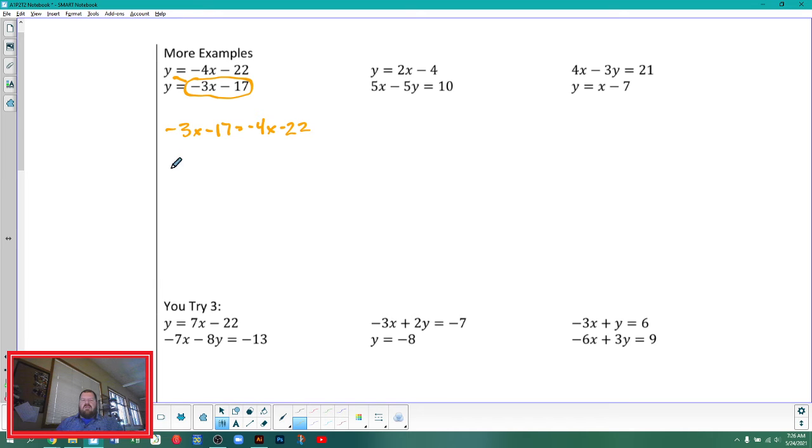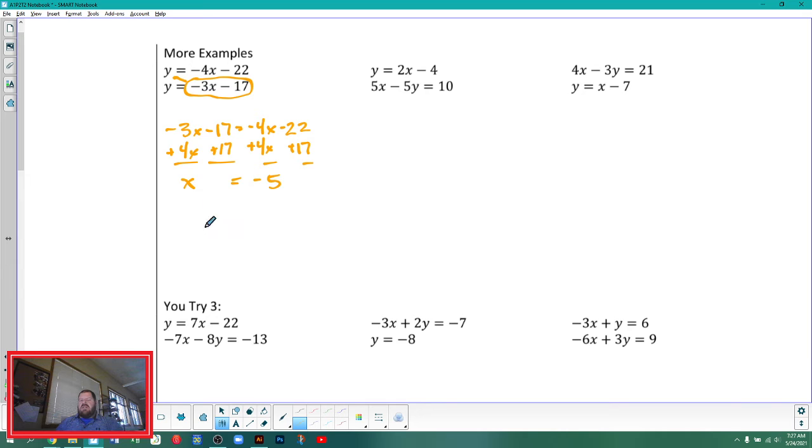And I get negative 3x minus 17 is equal to negative 4x minus 22. A lot of negatives here. I'm going to add 4x and add 17. And from that, that's going to make my life really easy and tell me that x is equal to negative 5. That's half of my answer.